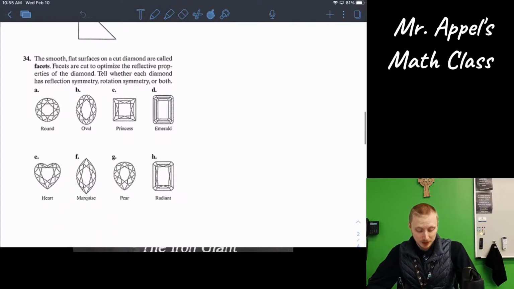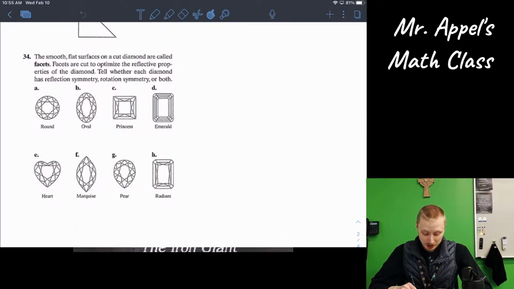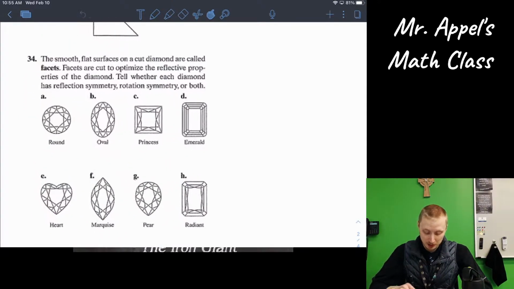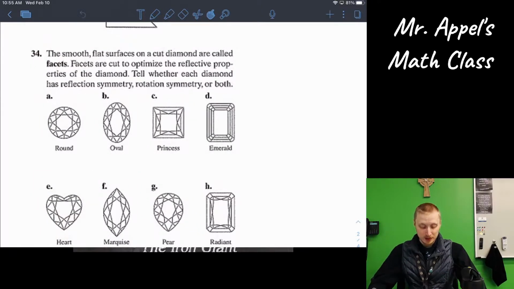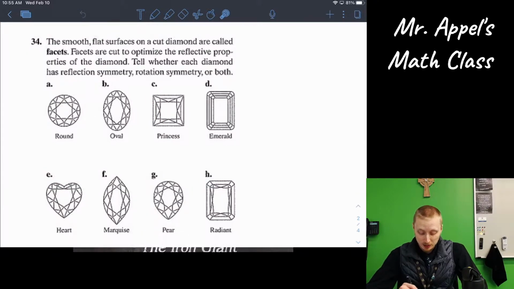And then the last one for level 1 is this guy. I saw this and went, ooh, we got to include that one, right? This is too cool. Exploring the reflection and rotation symmetry in some of the different types of gemstone cuts, okay?